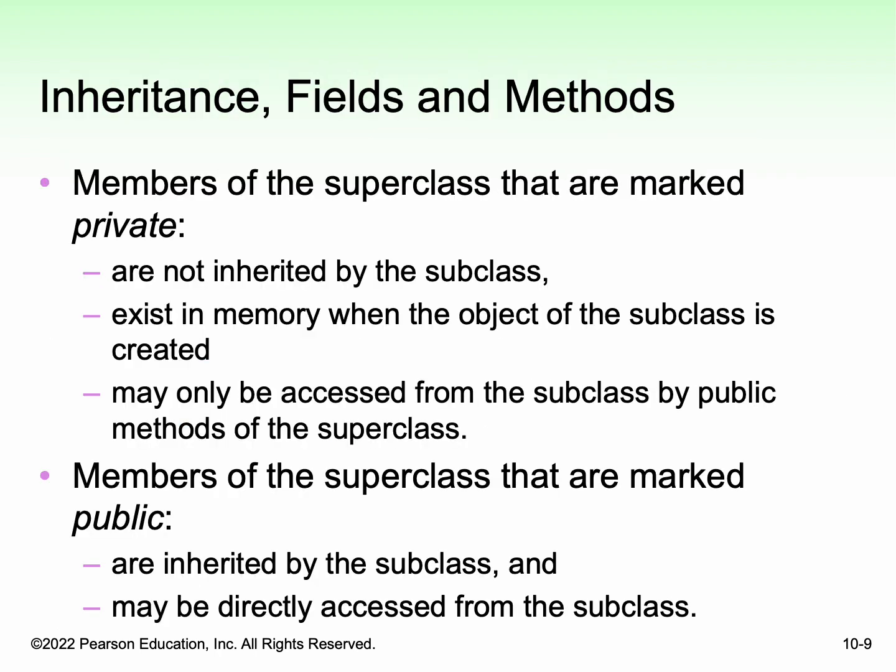Now let's focus more on the private fields of the superclass. Every member of the superclass that is marked private is not going to be inherited by the subclass. It's going to exist in memory when your object is created. However, it can only be accessed by the subclass through the public methods of the superclass, so with the help of getters and setters. Now, any members that are marked public are going to be inherited by your subclass and can be directly accessed from inside of your subclass.